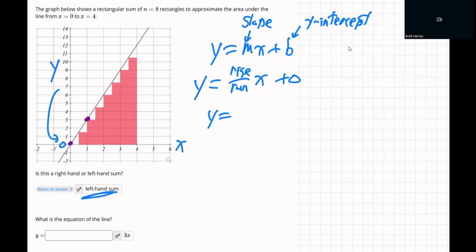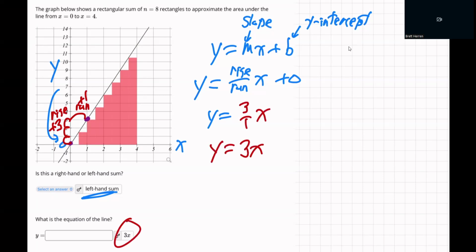And this one. So between those two, what's the rise and run? It goes up 1, 2, 3 over 1. Up 3, that's the rise, and the run is over 1. So that's 3 over 1, x plus 0. In other words, y is 3x. That's the equation of that line.